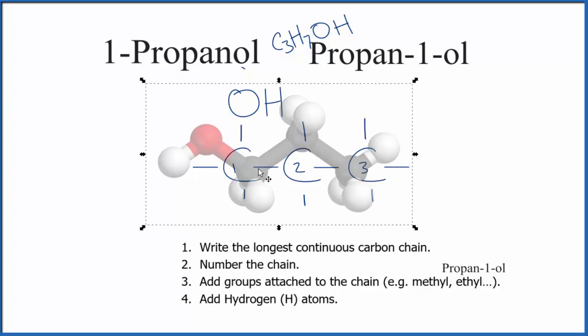So we have our 1, 2, 3 carbons, and then we have hydrogens on those. Right here, this OH, this is what makes it an alcohol.